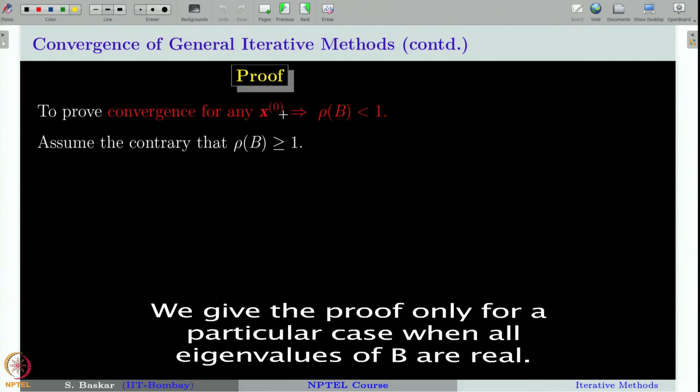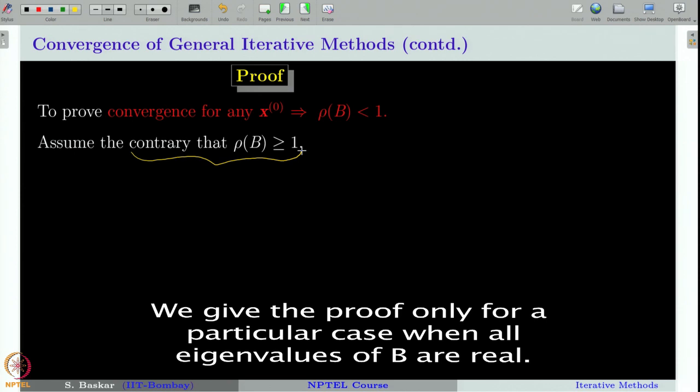Assume the contrary, that the spectral radius of B is greater than or equal to 1. That is, we are given that the iterative sequence is converging for any initial guess, but we are also assuming that the spectral radius is greater than or equal to 1. With this assumption, we will now see that we can arrive at a contradiction. What is that contradiction? I will pick up one initial guess for which the corresponding iterative sequence is diverging. That is what I am going to prove.